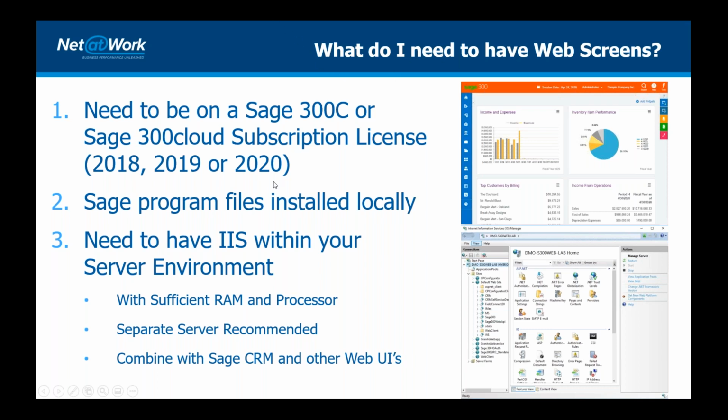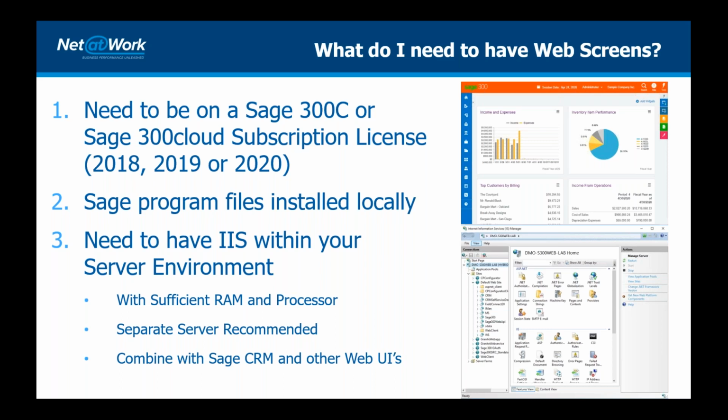All right. So, what do we need to have to deploy web screens? The first one is we need to be on Sage 300C or the Sage 300 Cloud subscription license. This started in 2018, and all of the newer versions have this type of subscription license. So that's the first thing.